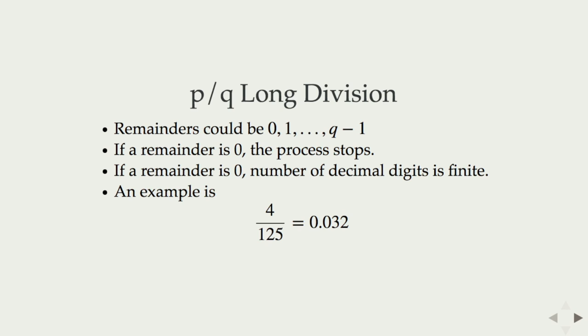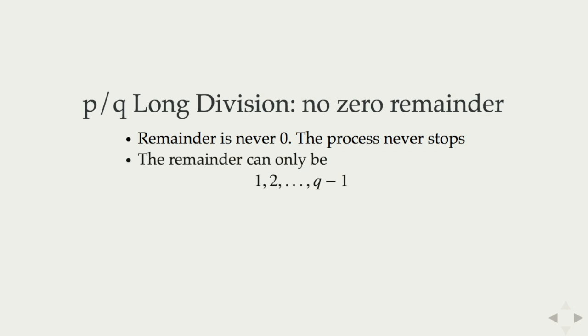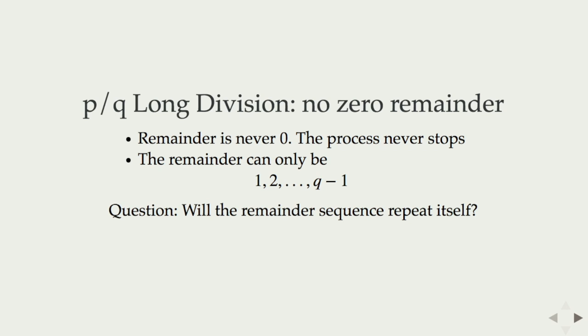But what happens if there's no 0 remainder? In that case, because it's never 0, the process never stops, so it's non-terminating. And the remainder can only be 1, 2, up to q minus 1. So there's no 0 here, and we have a total of q minus 1 possibilities. Now the question is, will the remainder sequence repeat itself?